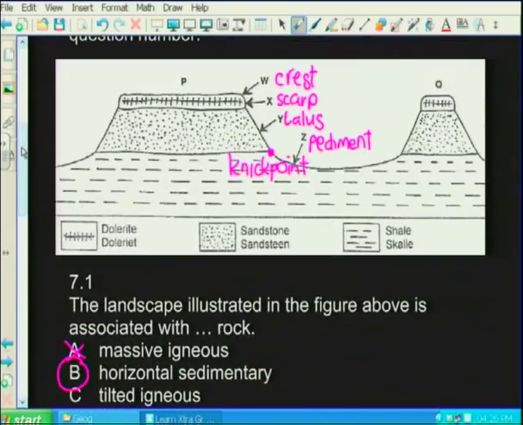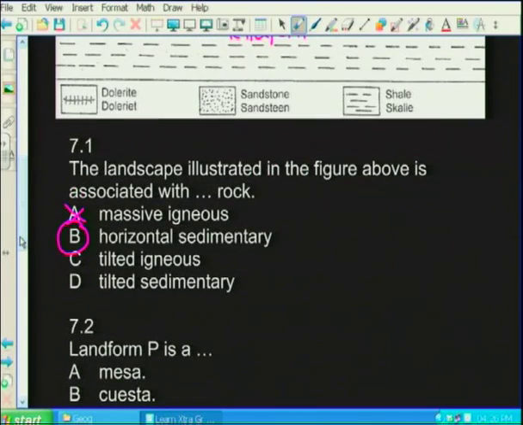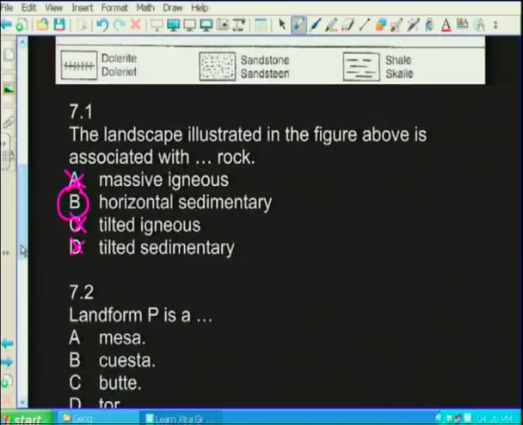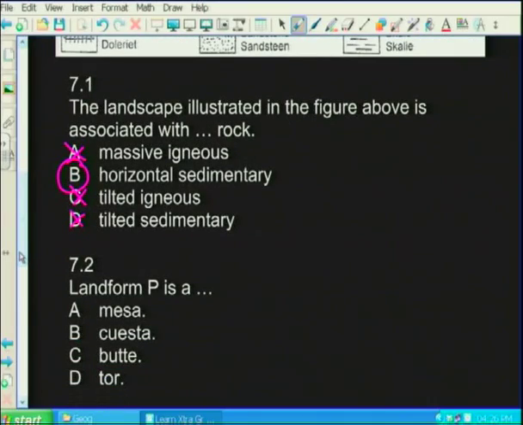You can see by the layout of these rock layers, they are parallel to the Earth's surface and occur in horizontal layers. The 2 other options below, tilted igneous, tilted sedimentary, no, because nothing on this diagram is sitting at an angle to the Earth's surface. So 7.1, that picture is definitely an example of horizontal sedimentary rock.